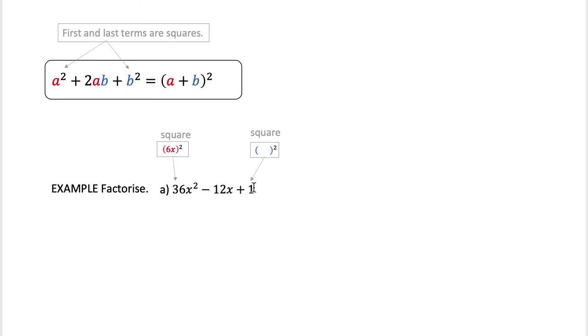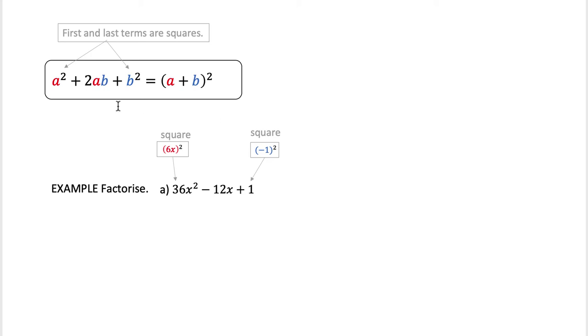Then let's check the 1. Is 1 a square of anything? Well, it is because 1 squared is 1. Now, why did I put minus 1 squared in there? I took it from here. So the sign of the second term in the expression tells you the sign of that. So that is negative 1 squared.